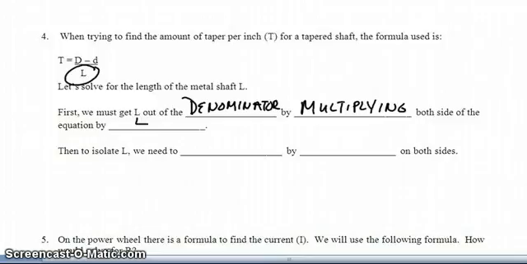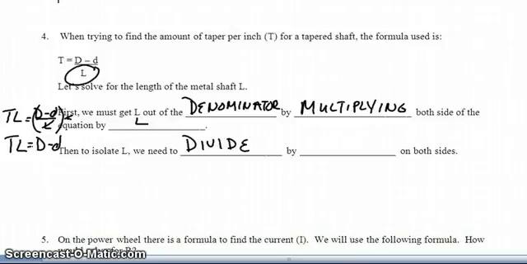T times L equals D minus d over L, and all this is going to be multiplied by L. These L's cancel, so I'm left with TL equals D minus d. And remember, we need to isolate that L, so we need to eliminate the T. To do that, we're going to divide both sides by T.